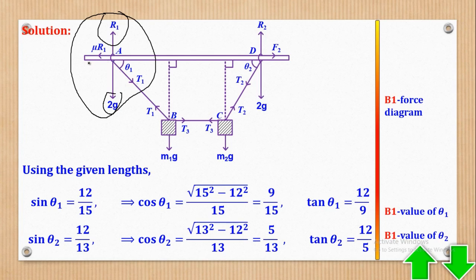That is vertically. What about horizontally? Horizontally, the component of this tension will be T1 cos theta 1, and it goes to the right, and the one to the left is mu R1, but we know mu is a quarter, therefore it will be a quarter R1. So let's go and write that.